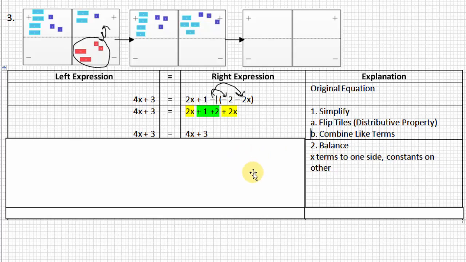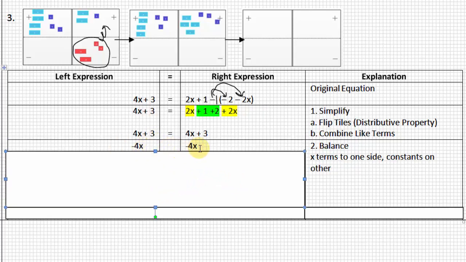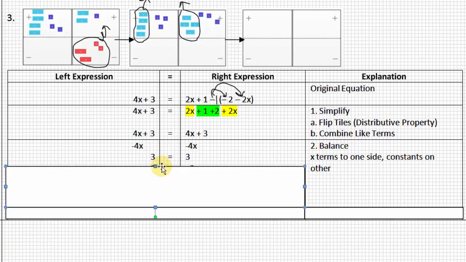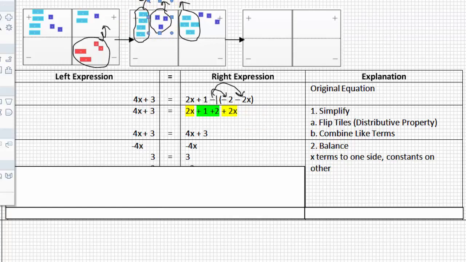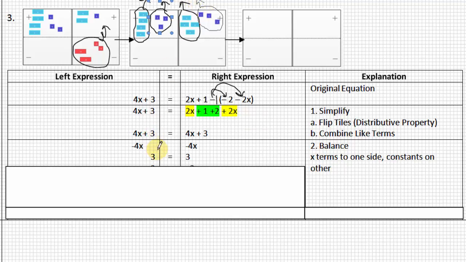We're going to try and get the x's to one side and the constants to the other. So first thing we're going to do is subtract off 4 x's from both sides. And that's going to leave me with 3 is equal to 3. And I could probably stop here, but I'm going to take it one step further, and I'm going to subtract 3 from both sides, because there are 3 positives on both sides of the mat still, and on both sides of our equation that we can subtract off.